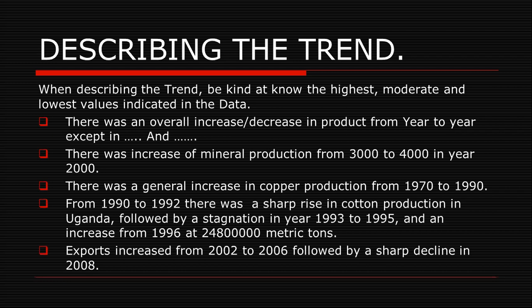Are we together? Now, when we are trying to talk, first of all, students can choose to either use one paragraph and classify all the three, or you can still choose to say, I am going to talk about the highest. And these words are important. For example, there was an overall increase in the production or in the product from this year. And when you say from this year, then you must give us the year.